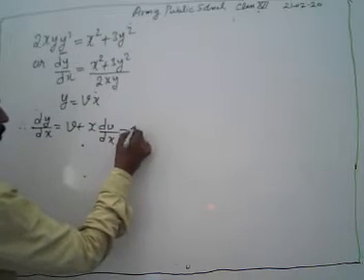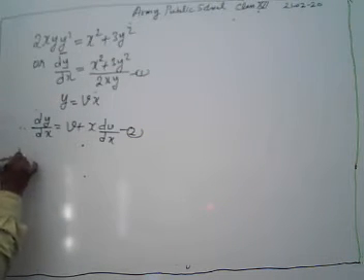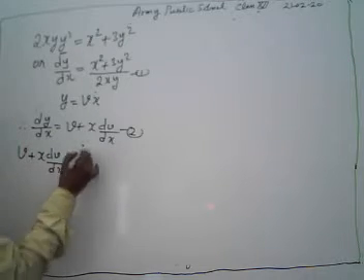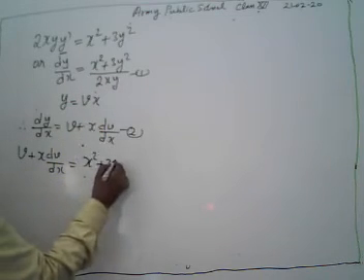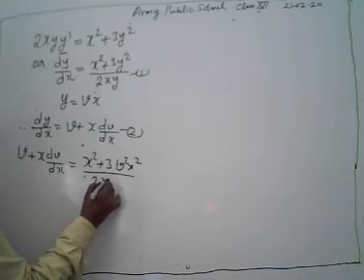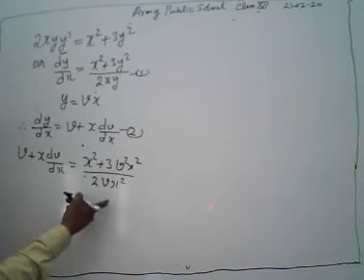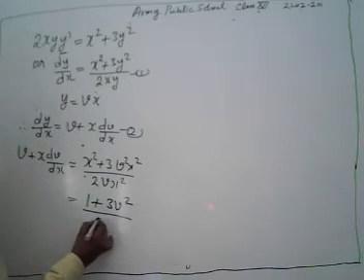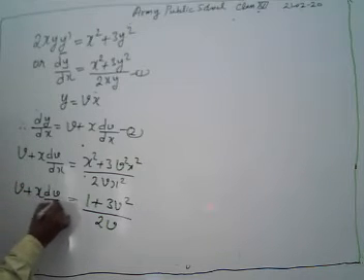Now using equations 1 and 2, putting the value of dy/dx here, we have v + x dv/dx = (x² + 3v²x²)/(2vx²). Take x² common and cancel it from numerator and denominator. Then finally we have v + x dv/dx = (1 + 3v²)/(2v).